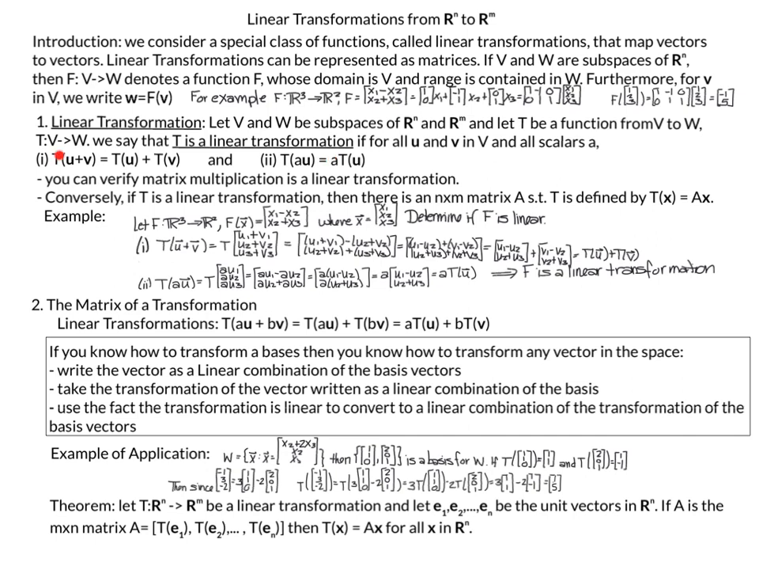First, if you take the transformation of a vector u plus v, that's going to equal the transformation of u plus the transformation of v. Second, if you have a scalar multiple a times u and take the transformation, you can factor out the scalar, take the transformation of just u, and then multiply this by the scalar a, and these two will be equal.